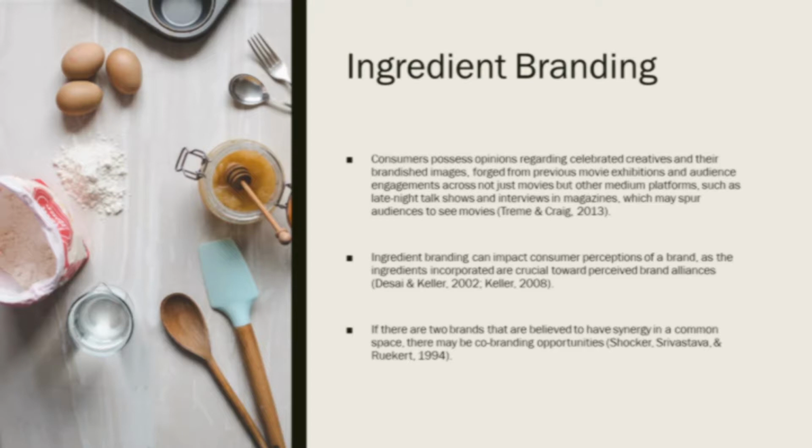And so ingredient branding can impact consumer perceptions of a brand, as the ingredients incorporated are crucial toward perceived brand alliances. And so that's what's critical here. If you want to make a good cake, all of the ingredients must align and complement each other. And so when we have Will Smith in a horror movie, or if we have Emma Stone in a Western, it may feel a little funny to some of us because they're probably not the right ingredients for a horror movie or a Western. And so if there are two brands that are believed to have synergy in a common space, there may be co-branding opportunities.